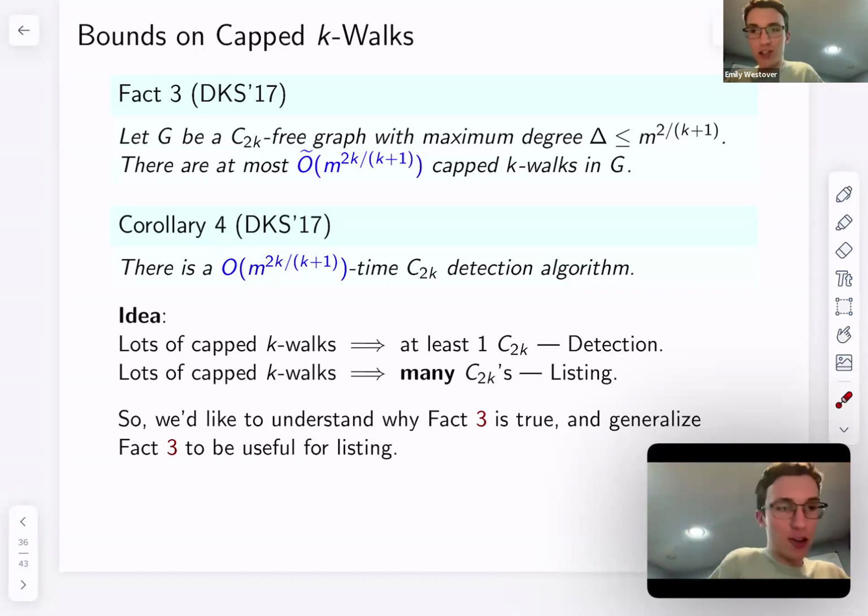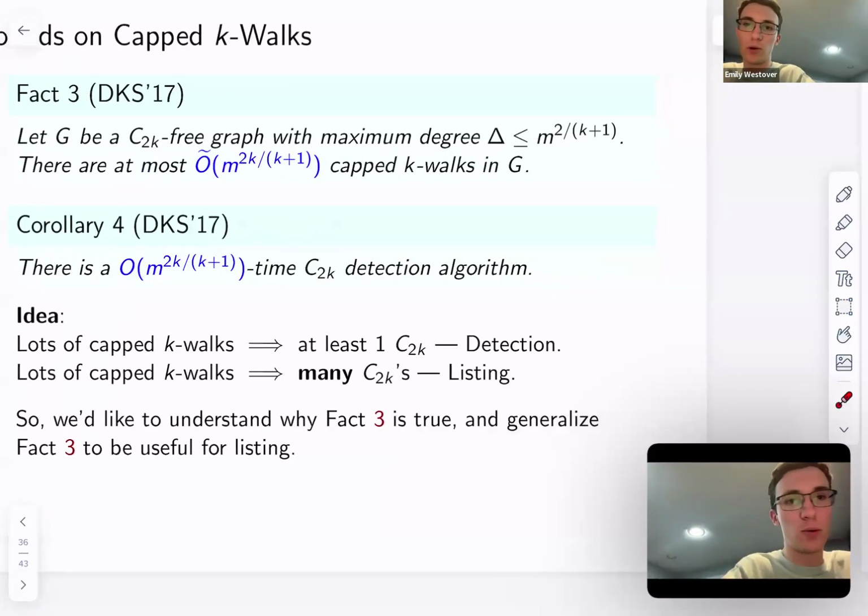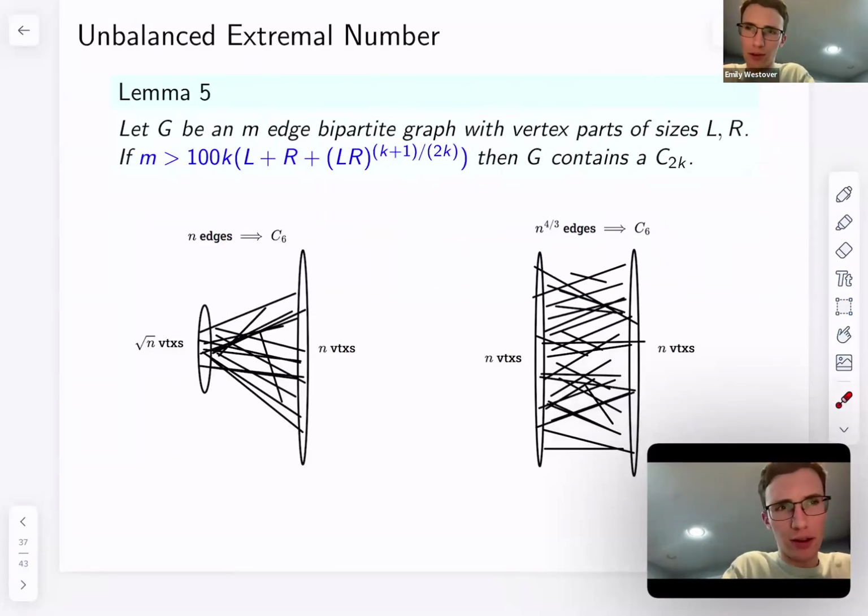To understand if we actually have that kind of result, we need to understand how the proof of fact 3 works. The proof of fact 3 is based on a generalization of the classic extremal number result for cycles. The classic extremal result for 6 cycles just says that if I have a graph with more than omega n to the 4/3 edges, then it has to have a 6 cycle. That's the picture on the right.